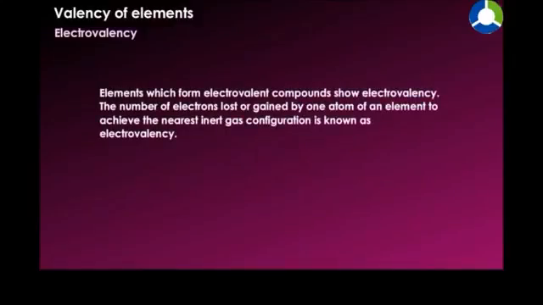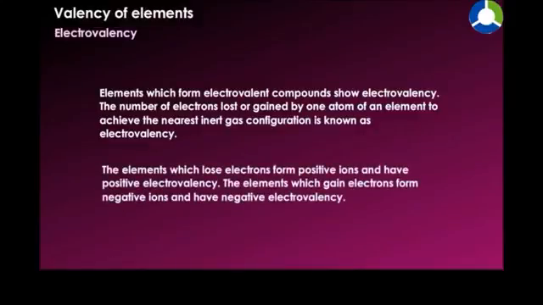Electrovalency. Elements which form electrovalent compounds show electrovalency. The number of electrons lost or gained by one atom of an element to achieve the nearest inert gas configuration is known as electrovalency. The elements which lose electrons form positive ions and have positive electrovalency. The elements which gain electrons form negative ions and have negative electrovalency.